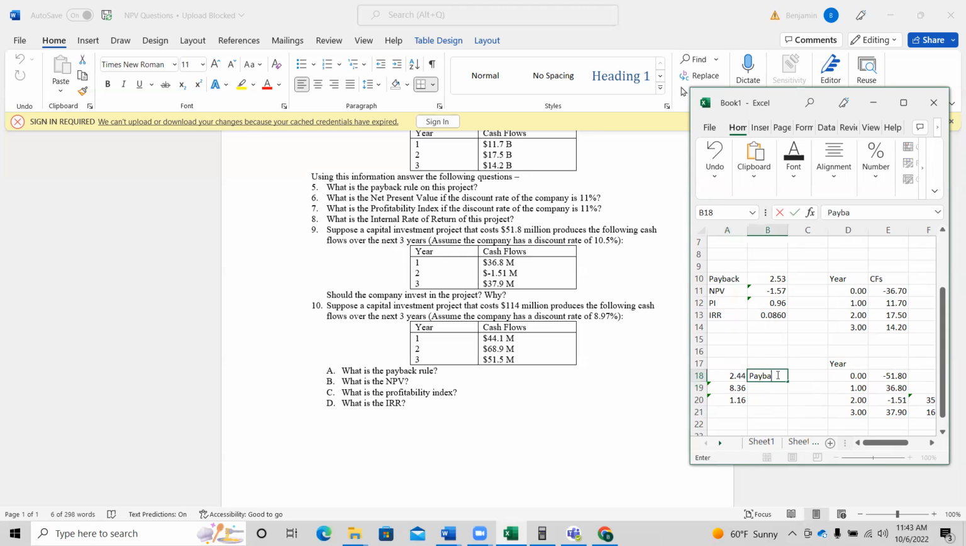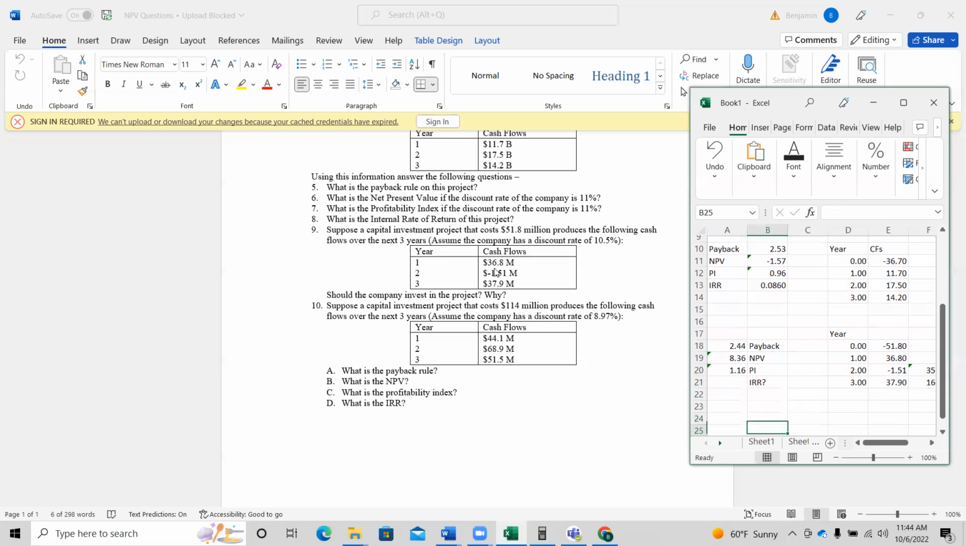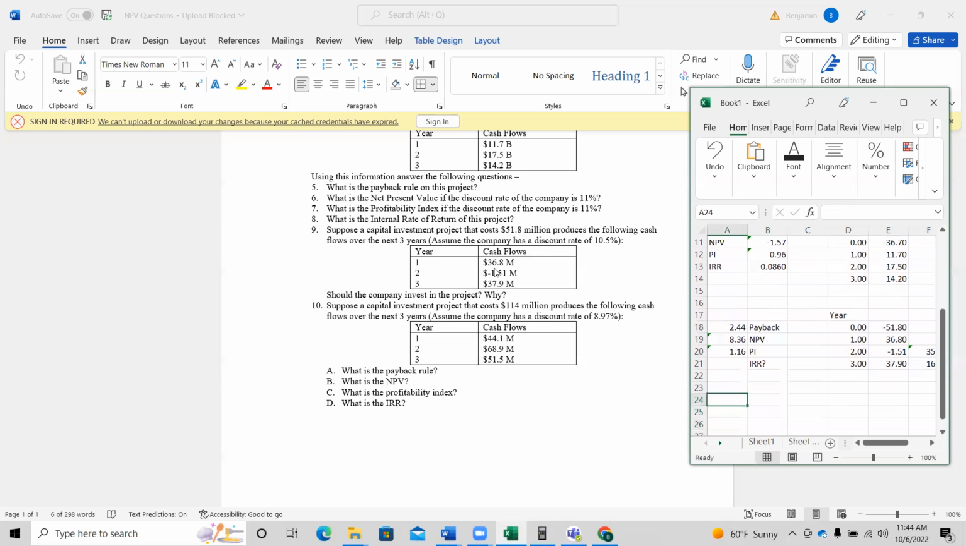This was my payback. This was my NPV. This was my profitability index. And note, I can't do my IRR because I have non-conventional cash flows and I'm likely to get a wrong answer here. Okay. Let's finish this worksheet off. Let's solve problem 10.